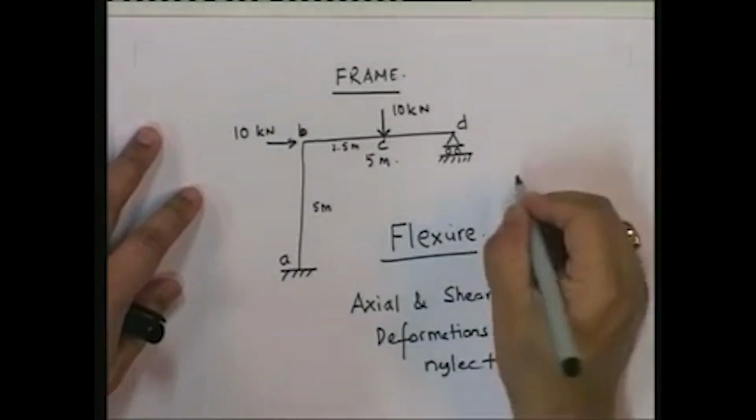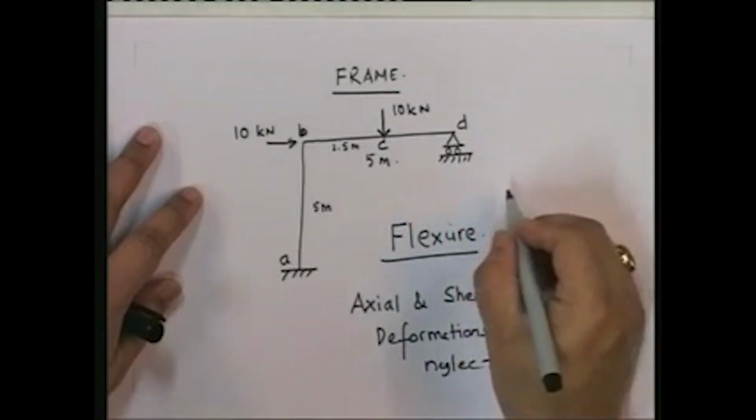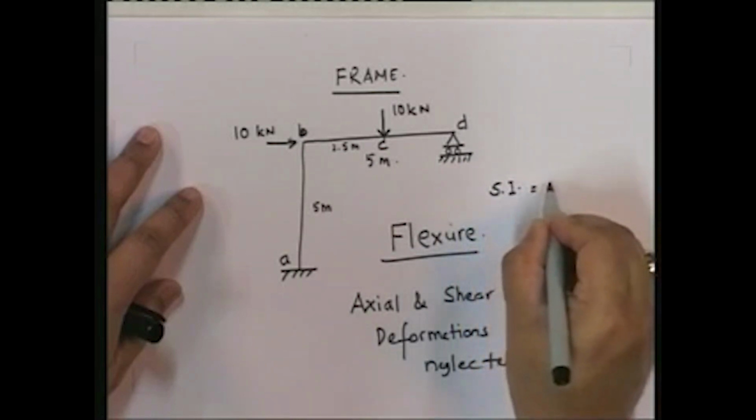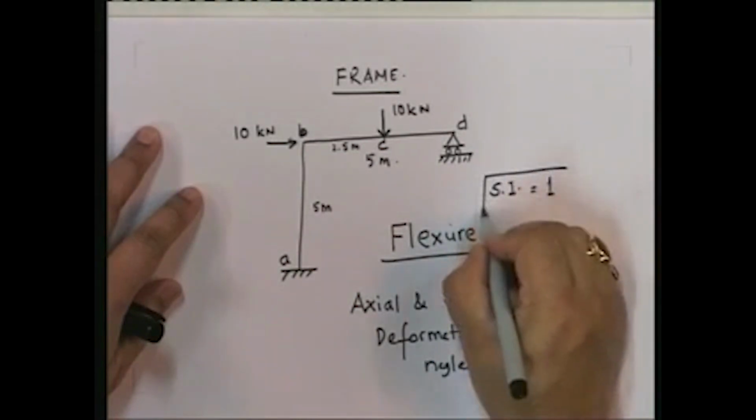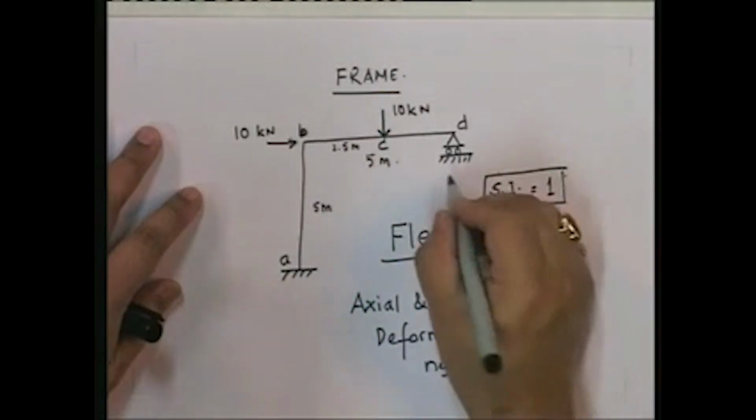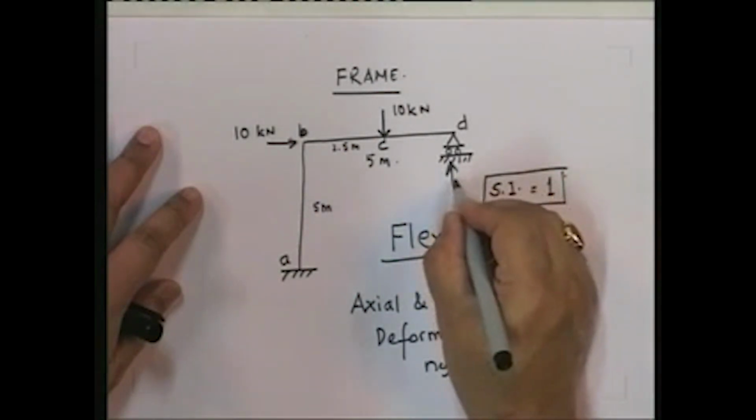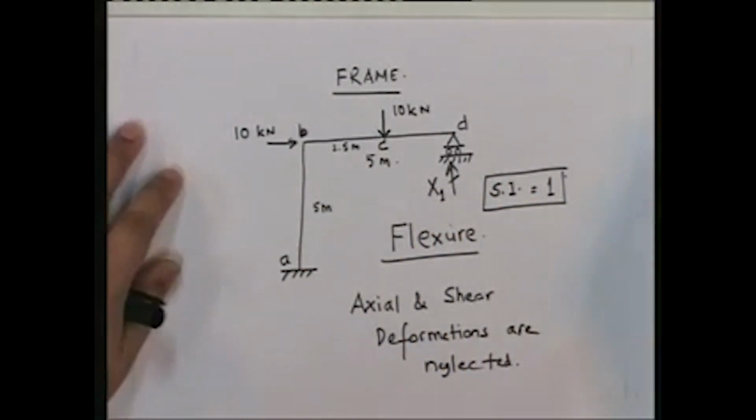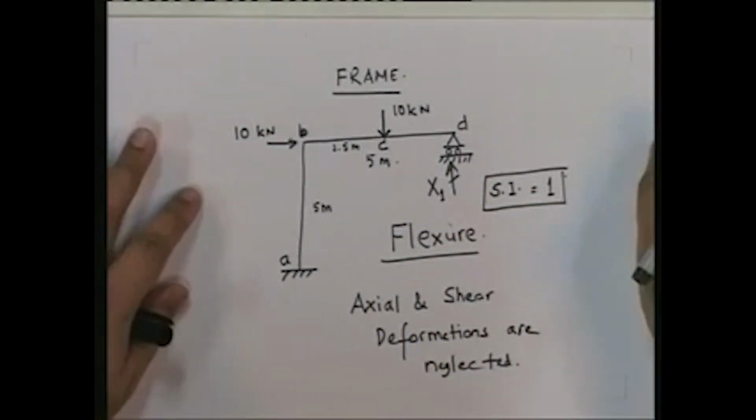How many degrees of static indeterminacy? I'll leave it up to you to go through your steps. Using my procedure, you will see that the static indeterminacy is 1. And I'm going to take this reaction as my x1. Okay? So this is the problem statement.